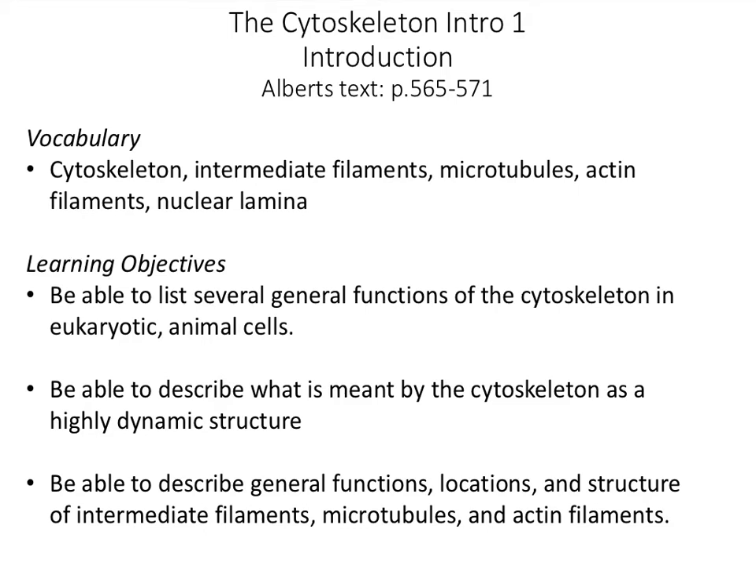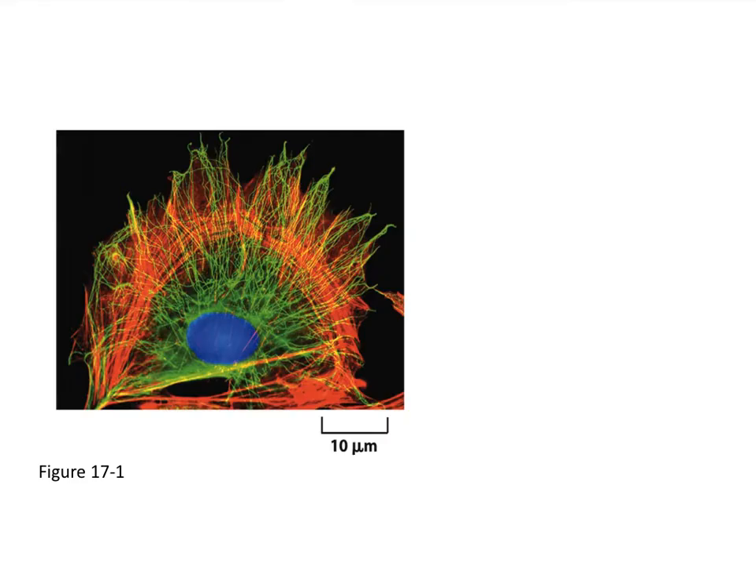This is the cytoskeleton introduction. So the cytoskeleton is an important part of all animal cells and all eukaryotic cells. It's especially important for animal cells because they don't have a cell wall. This means that the cytoskeleton instead is responsible for holding the three-dimensional space of the cell.